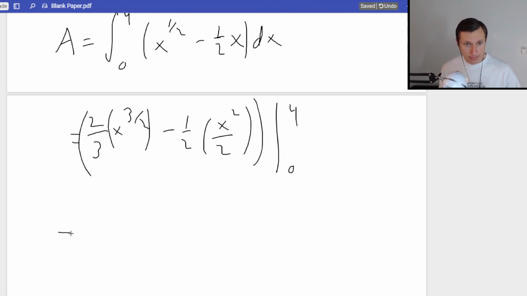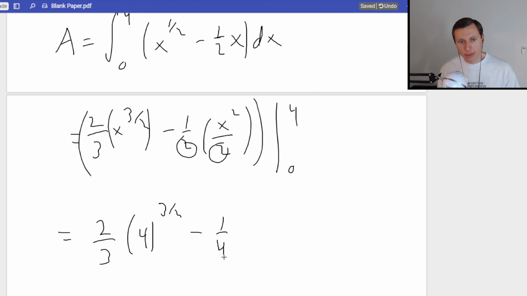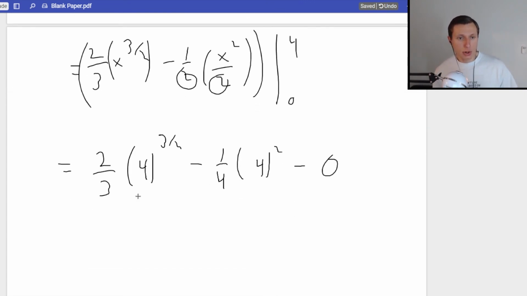I can simplify it if I want, but we are going to evaluate it from positive 4 to 0. So let's plug in 4 first. 2/3 times 4 to the 3/2 power minus this 2 and this 2 I'm going to combine to make 1/4 times 4 squared. Did I lose anyone? I did two steps at once. And then all of this is minus, well, when I plug in 0, I'm just going to give you a spoiler, that's just going to turn into 0. Lucky us. So most of you will need a calculator for this part. However, I did take Algebra 2 in high school, so I don't need a calculator.